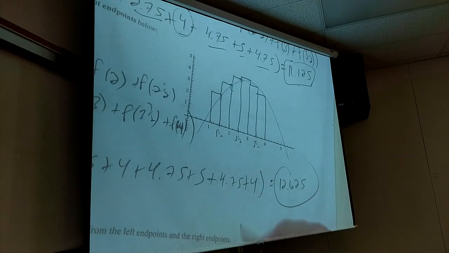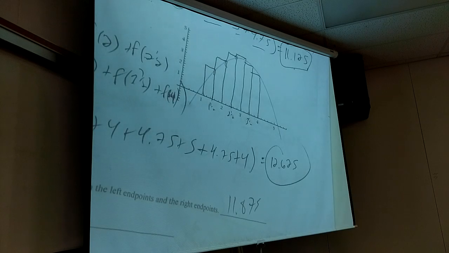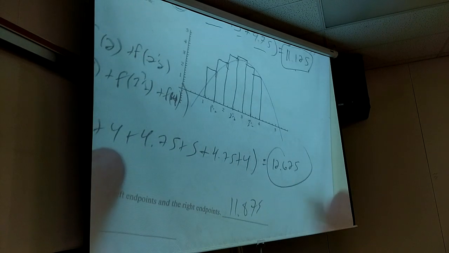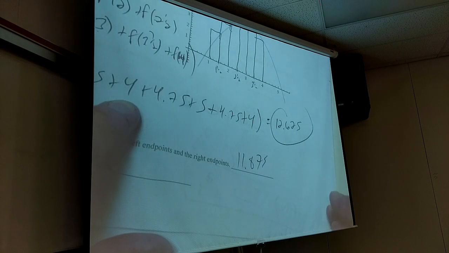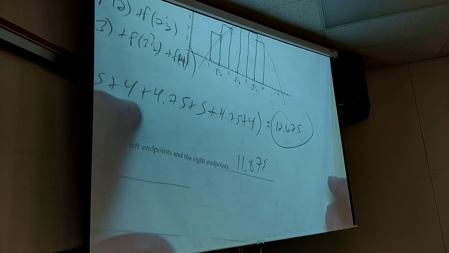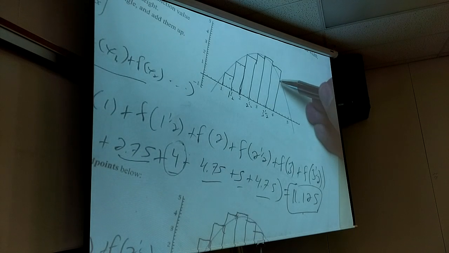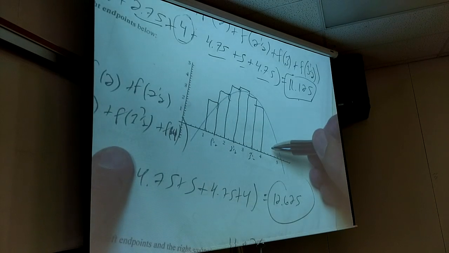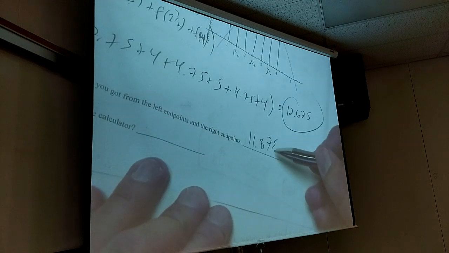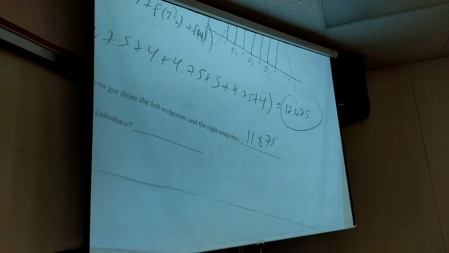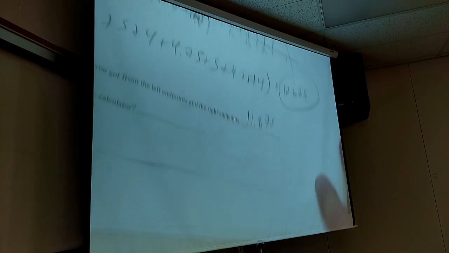11.875? Oh, I left off the 5. Okay, so 11.875. That's my best guess using 6 rectangles. So I underestimated with left endpoints and overestimated with right endpoints. Hopefully it makes sense that in general what we do is we average those two. And then let's see what the actual answer is.